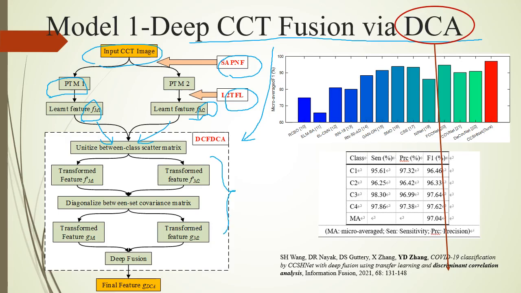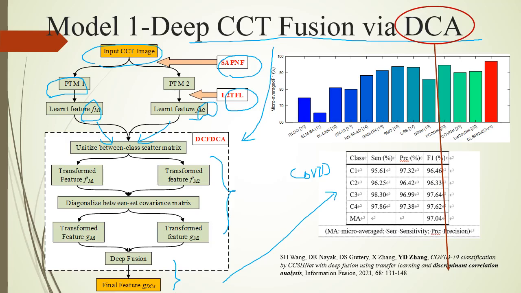We will extract the between-class scatter matrix and then do some other steps. And finally, after the deep fusion, we will get the final feature GDCA. We tested our method on 4 categories. The first is COVID-19, and the second is CAP, the community-acquired pneumonia. The third one is secondary tuberculosis. And the last one is the healthy control.